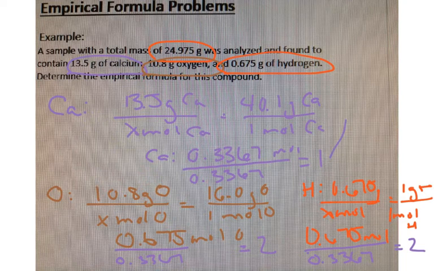So what does that mean? Well, it becomes Ca1. And then my oxygen was 2, so I'm going to do O2.